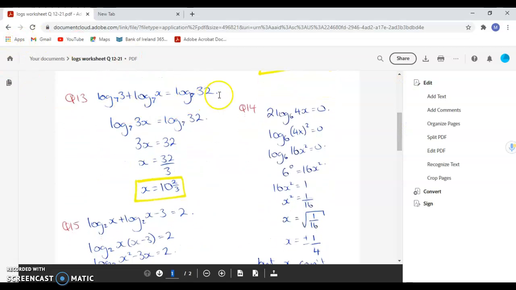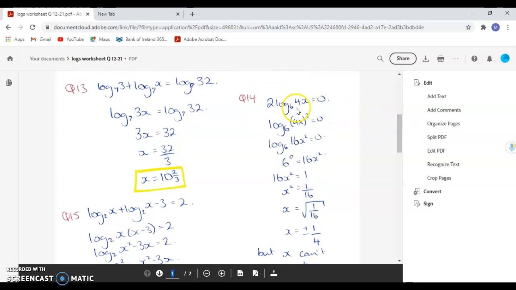The next one, that should be no bother to you. That's like the ones we were doing before from the book. So addition is related to multiplication, so put it together there. So you can only have one log on each side if you want to cancel them off. So the same base, so log base 7 goes to log base 7, they're gone. So you can have 3x is equal to 32 and solve as normal. Over to question number 14.